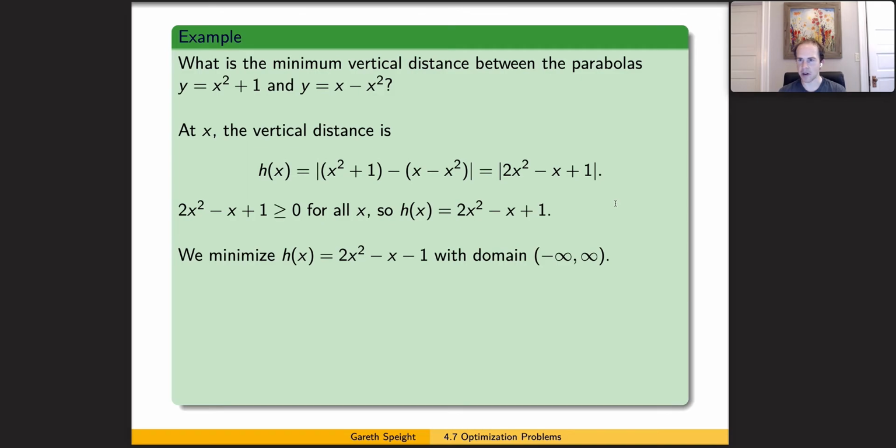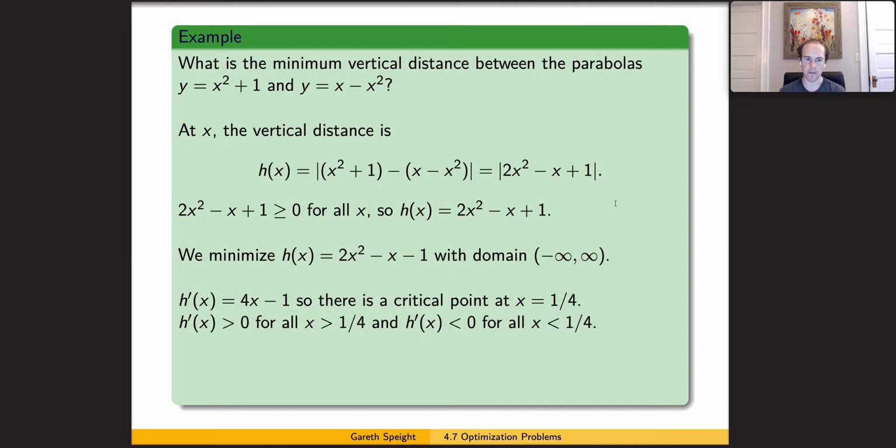Okay, so now we turn it into a calculus problem. We differentiate, and we try to use the first derivative test for absolute max and absolute min. So there is one critical point at x equals 1 over 4 if we differentiate. And then if we test on either side, if x is bigger than a quarter, then the derivative is positive. And if x is less than a quarter, the derivative is negative. So the vertical height is decreasing until we get to 1 over 4, and then afterwards it's increasing. So that tells us that there is going to be an absolute min, or a global min, at x equals 1 over 4. Okay, so this is an absolute minimum.